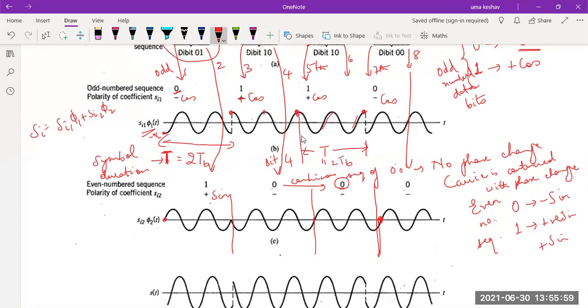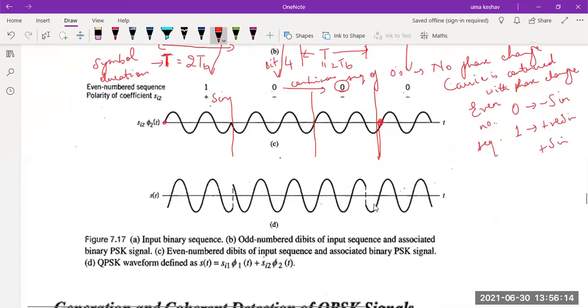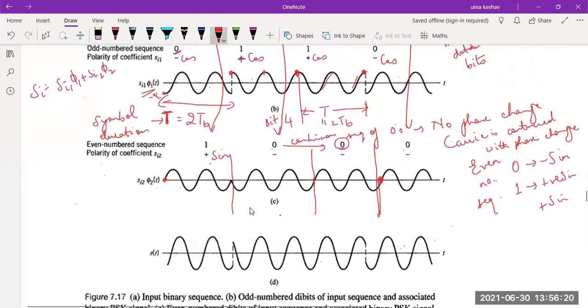There has been no split. And anyway, +1 matches that cosine also. That is a coincidence. But whenever there is a same bit sequence, there won't be a phase change. Only if there is a difference in the bit sequence, the phase change is visible. Finally, the QPSK signal will be the sum of these two.